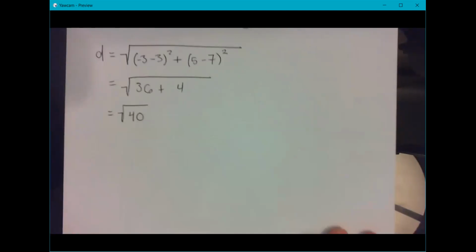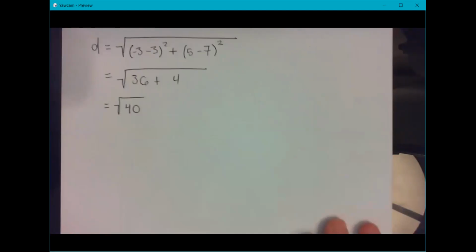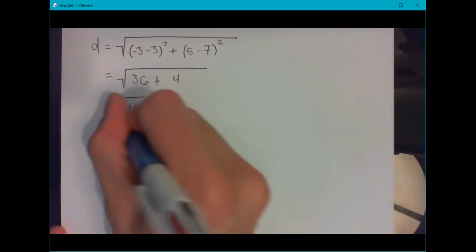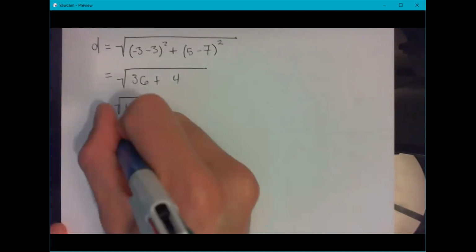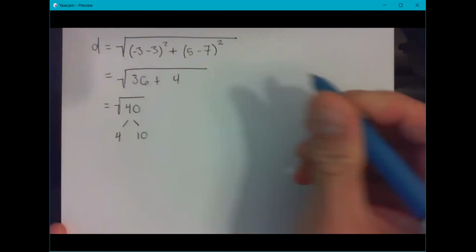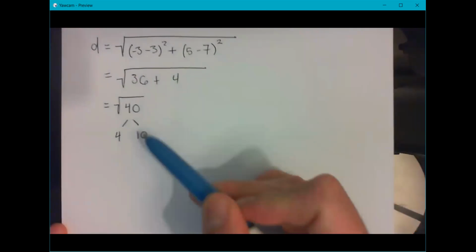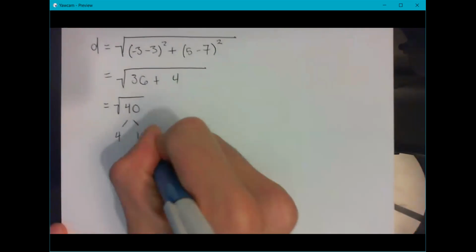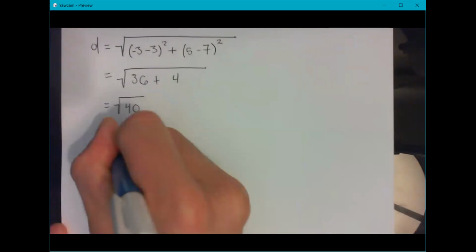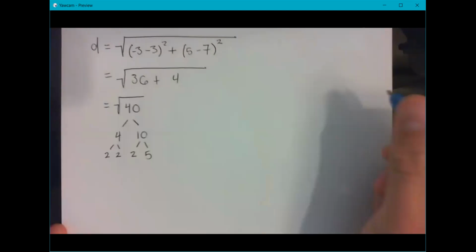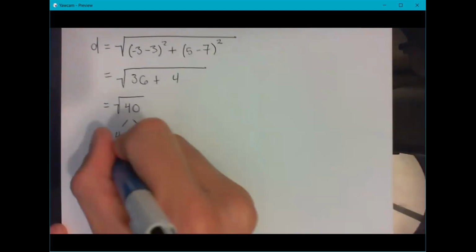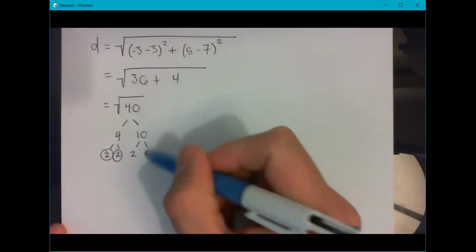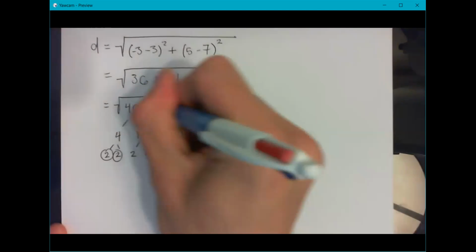And let's go ahead and play the simplification game just because it's important practice. Give me some factors of 40. 4 and 10. I like 4 and 10, mostly because 10 has factors of 2 and 5, and 4 has factors of 2 and 2. So what can I pull out as a pair? 2 and 2. I can pull these out, and then these are stuck inside. Multiply them together. So this is equal to 2 root 10.